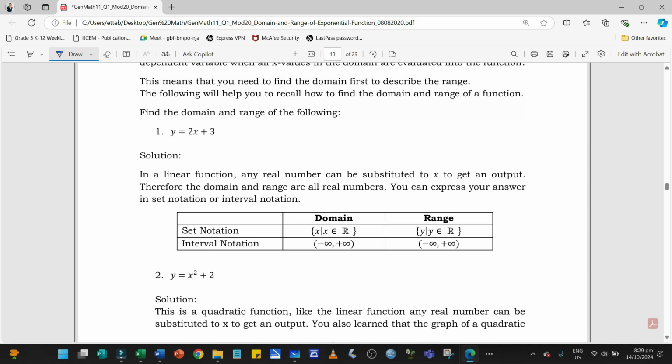So y is equal to 2x plus 3 has a domain of negative infinity to positive infinity and a range of negative infinity to positive infinity. We also have what we call set builder notation, wherein we can write this. How do we read this? x such that x is an element of the real numbers. And for the range, y such that y is an element of the real numbers.